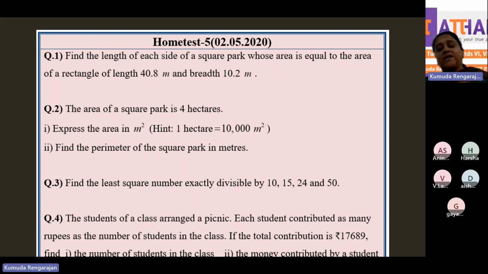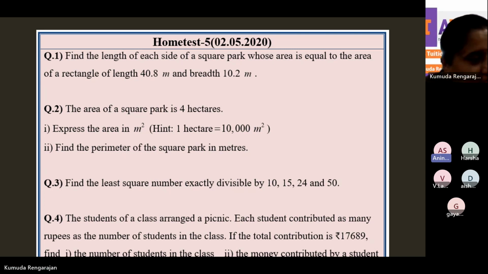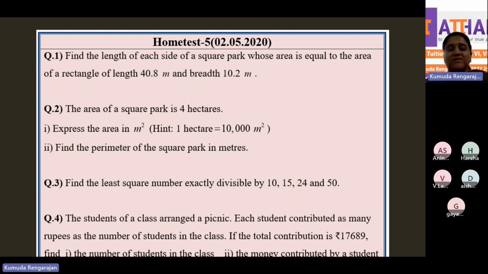Yeah, children, you know the area. How will you find the side of the square? Got the answer as 104.04. No. Please answer this question. Once you know the area of the square, how will you find the side of the square?